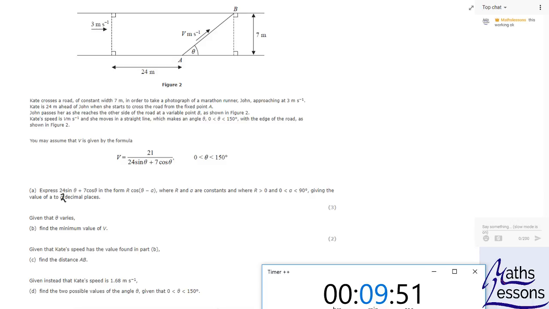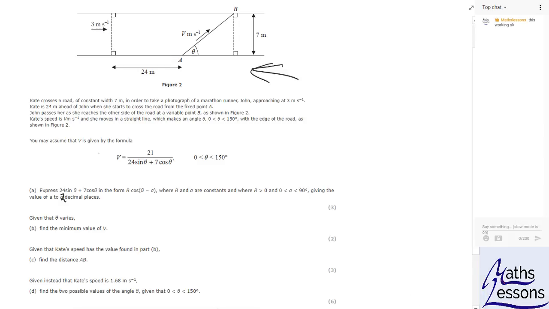If you're struggling to read it, I'm going to read it through. It says, Kate crosses a road of constant width 7 meters in order to take a photograph of a marathon runner, John, approaching at 3 meters per second. Kate is 24 meters ahead of John when she starts to cross the road at the fixed point A. John passes her as she reaches the other side of the road. A variable point B is shown in figure 2. Kate's speed is v meters per second. She moves in a straight line, which makes an angle theta, where theta is between 0 and 150 degrees, with the edge of the road as shown in figure 2.